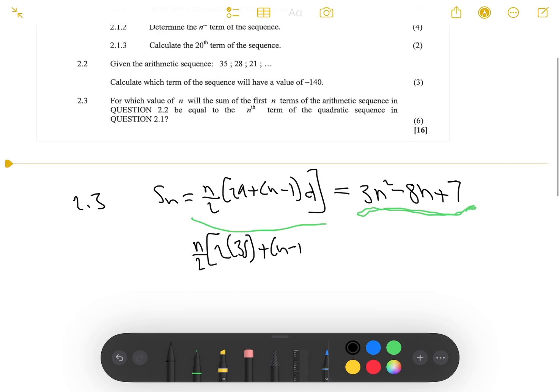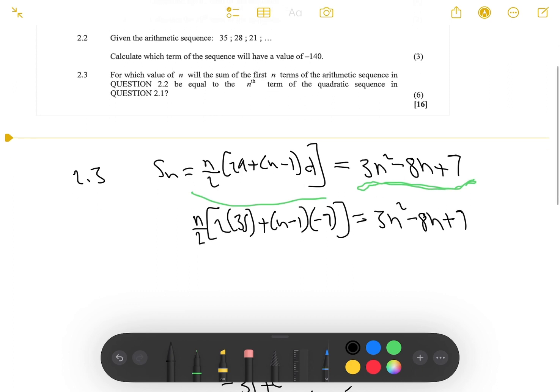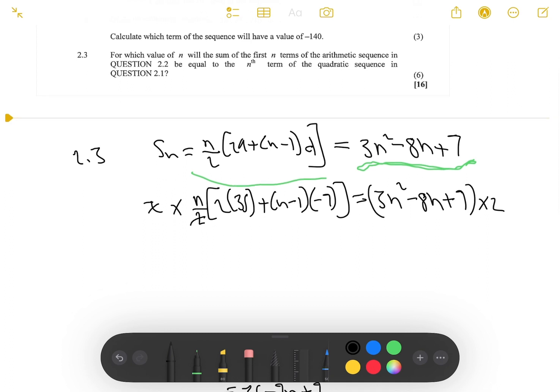Plus n minus 1. And then the common difference, you know, it was negative 7. And then here we just leave it as 3n squared minus 8n plus 7. Right, and then let's multiply both sides by 2. So here we end up with what? This will be n, and then inside the brackets, we're going to have 70 minus 7n plus 7. And then here we're going to have 6n squared minus 16n plus 14, right?